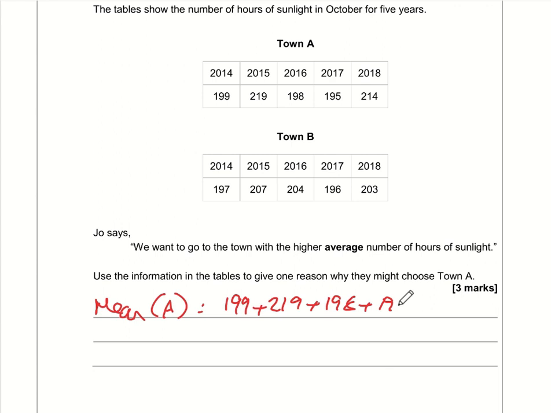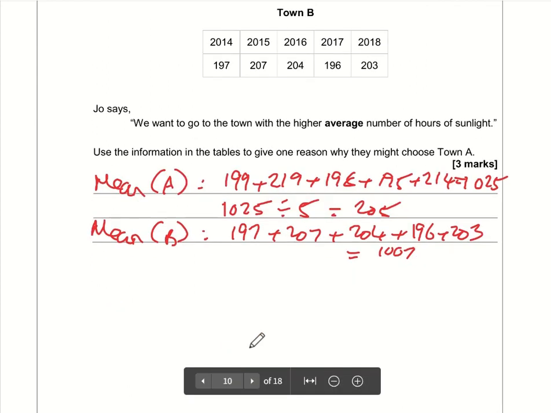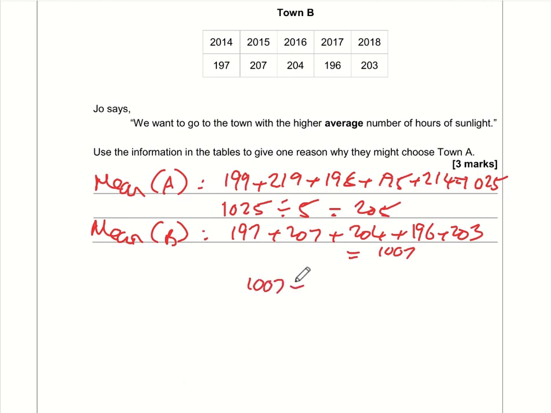198 plus 195 plus 214, which comes to 1025. And now I'm going to divide that by 5. 1025 divided by 5 is 205. Now I'm going to work out the mean for B. 197 plus 207 plus 204 plus 196 plus 203. That comes to a total of 1007, and 1007 divided by 5 is 201.4.